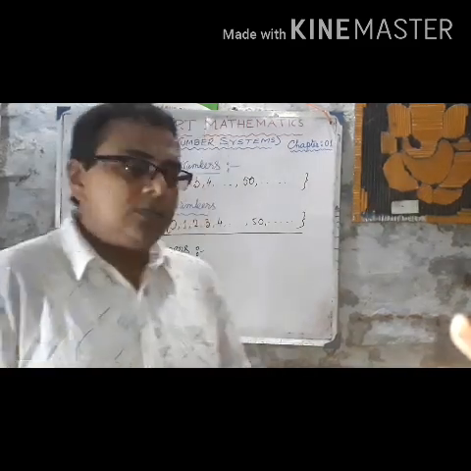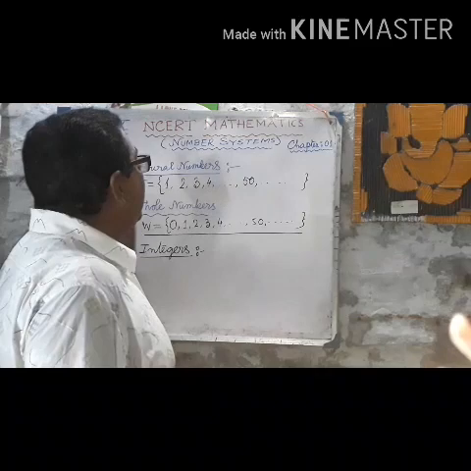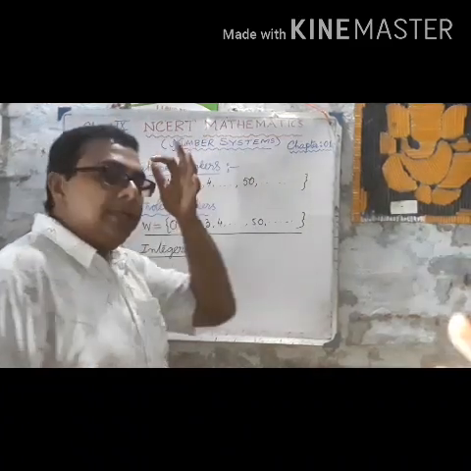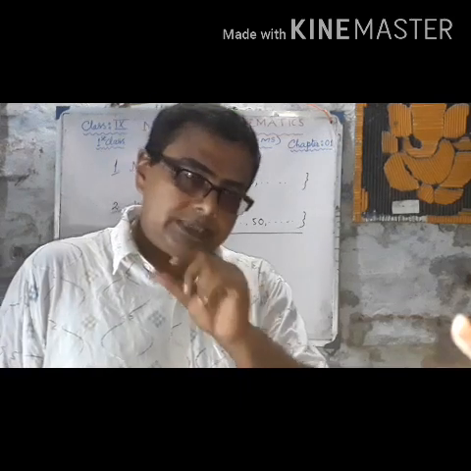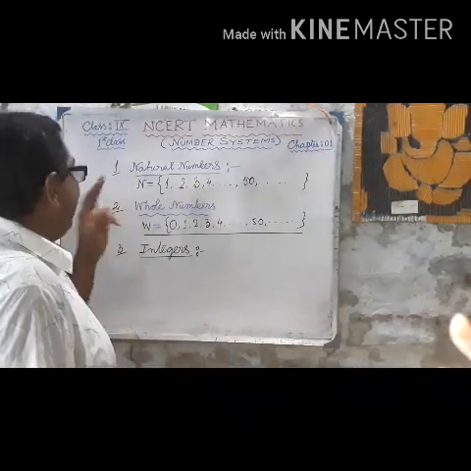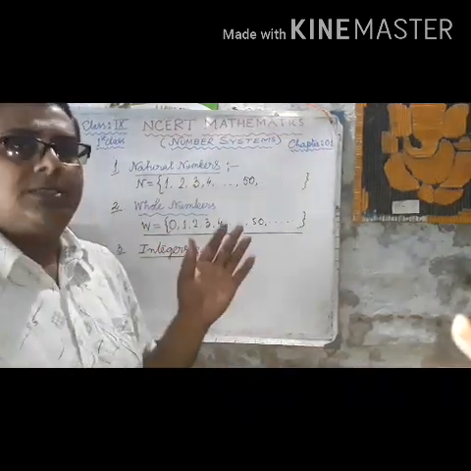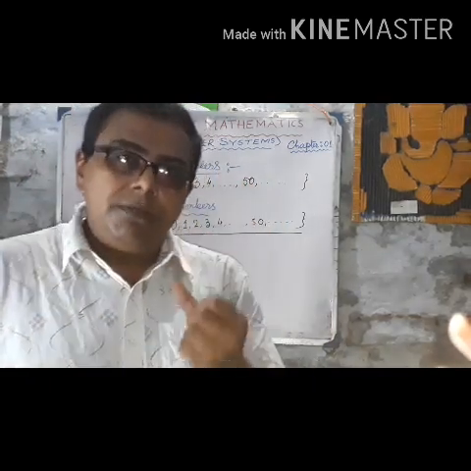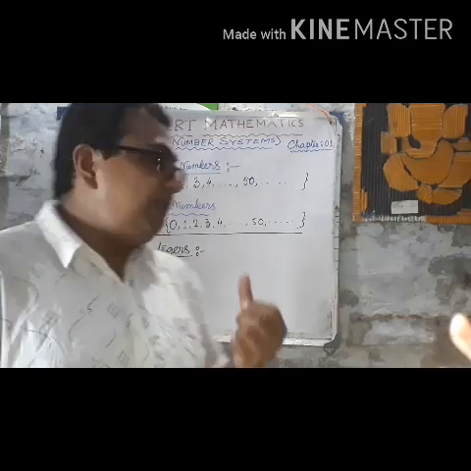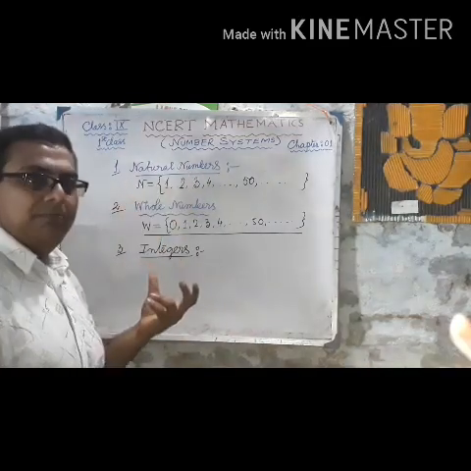Dear students, today we will discuss the NCERT mathematics for class 9 chapter 1, number system. At first we have to discuss types of various numbers. What do you mean by natural numbers? At first we have to discuss natural numbers.